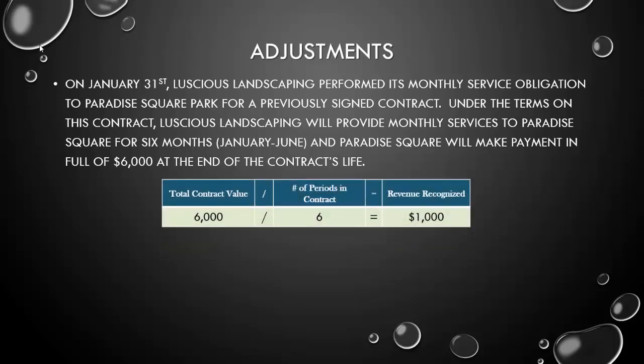Well, first let's figure out how much we get to recognize. Again, assuming that our obligations are spread out evenly over the entire life of this. If it was $6,000 for a 6-month contract, we're going to recognize $1,000 worth of revenues each month.